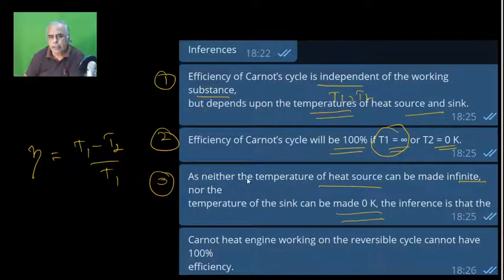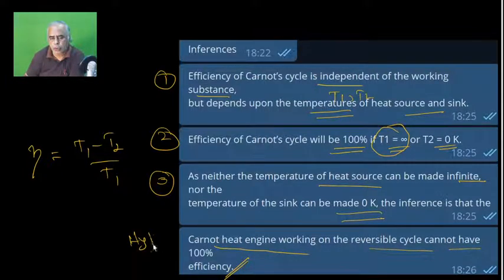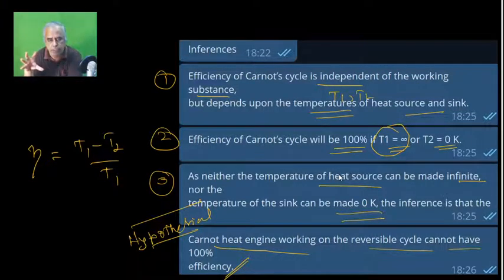So that is why, as neither of the temperature of the heat source can be made infinity, and nor the temperature of the sink can be made 0 Kelvin, the inference is that Carnot engine working on reversible gas cannot have 100% efficiency. This is hypothetical, highly imaginary. And that's why it's a hypothetical engine, that is imaginary engine. It means that it is impossible to construct a machine to achieve this 100% efficiency unless otherwise it is supposed to be a perfect Carnot engine. That is ruled out. So do you understand this? Okay.